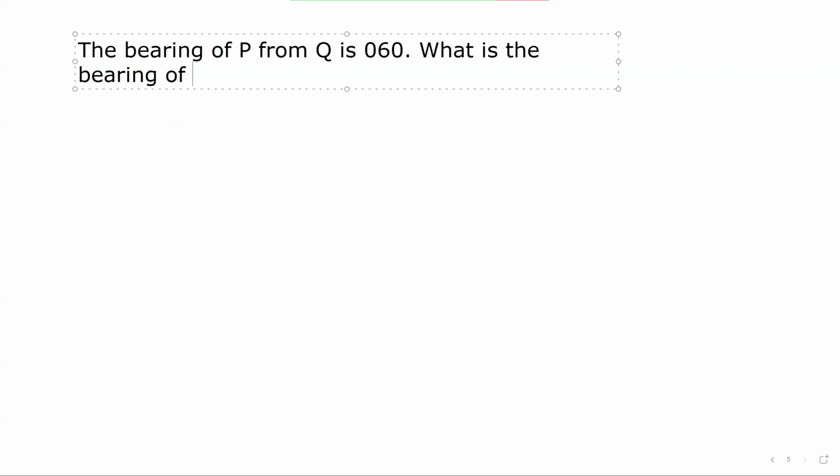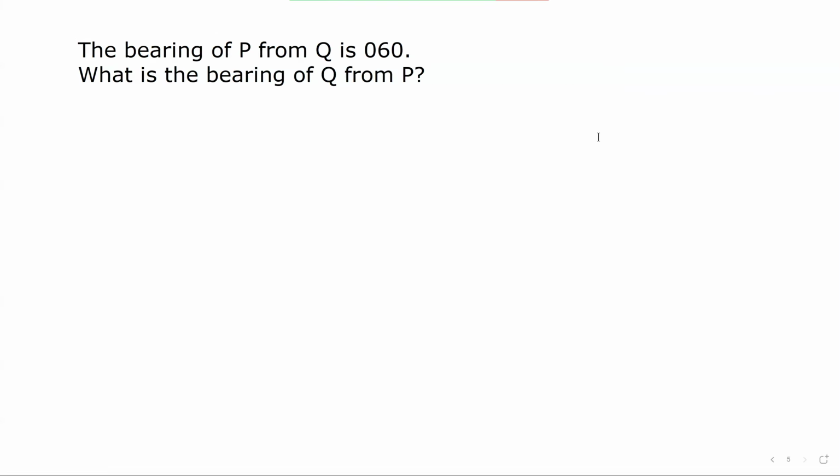Let's say the bearing of P from Q is 060. What is the bearing of Q from P? Okay, so first thing, you need to draw your diagram. All right, so drawing my diagram.